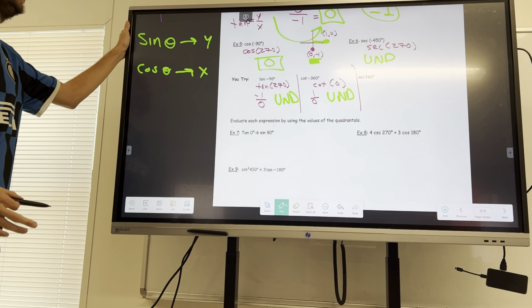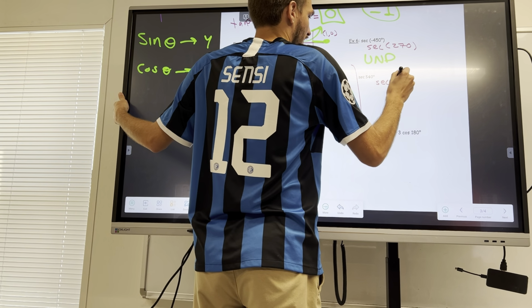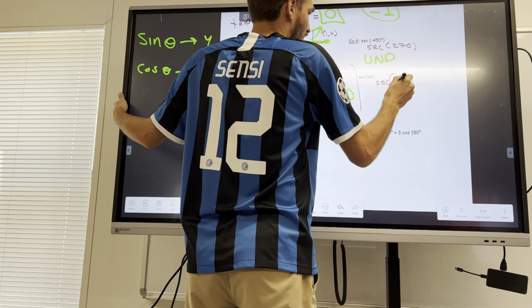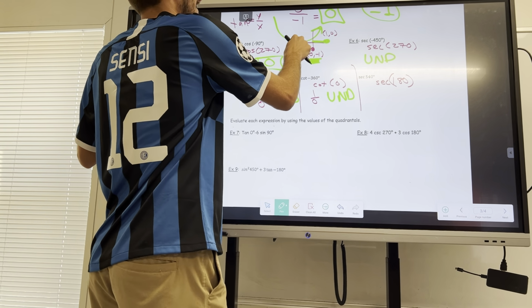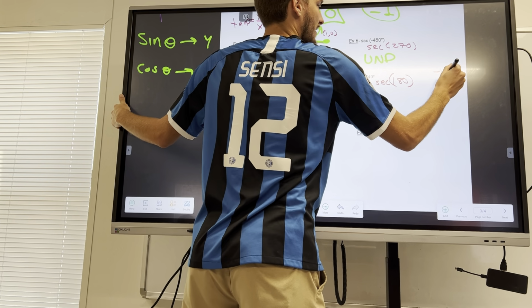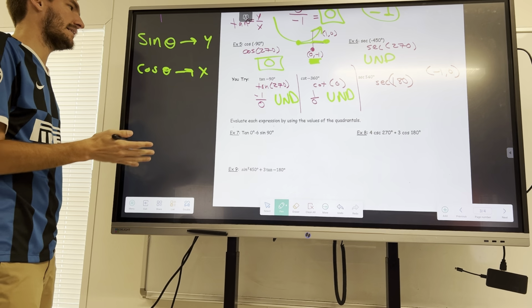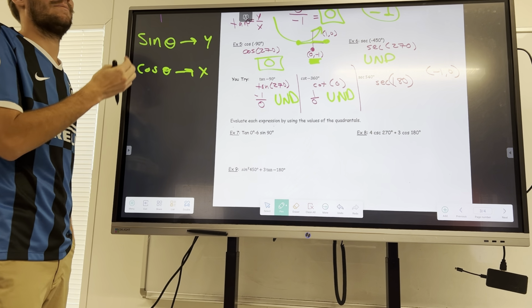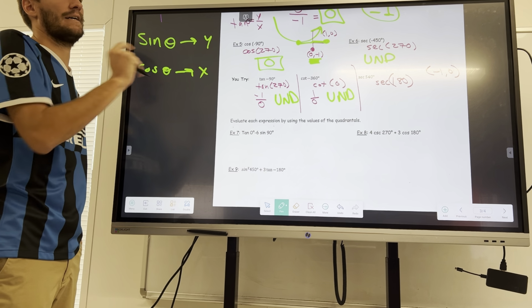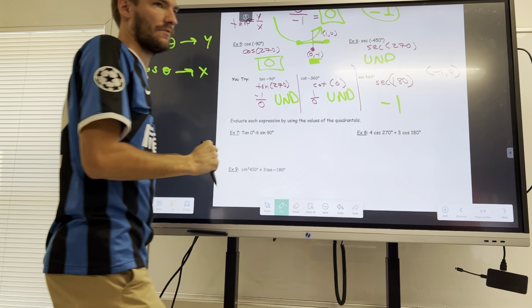And then we get to the secant of 540. Too high, subtract it. What do we get? Secant of 180. 180 is over here. That is negative 1, 0. Maybe I'll just write it right here. Secant is cosine's buddy. And cosine is x. So I'm going to take the x value, flip it upside down. What is negative 1 upside down? Negative 1.